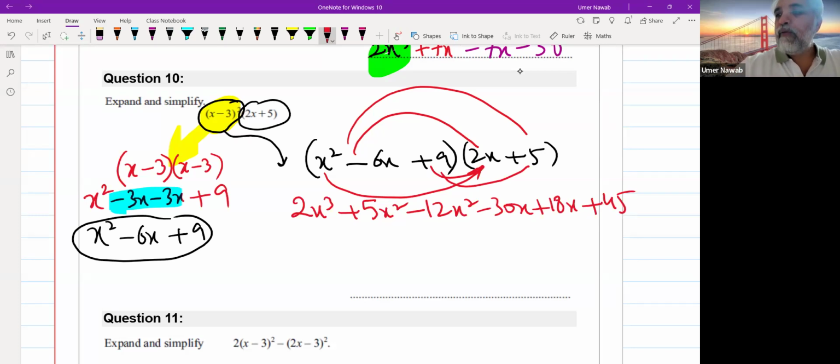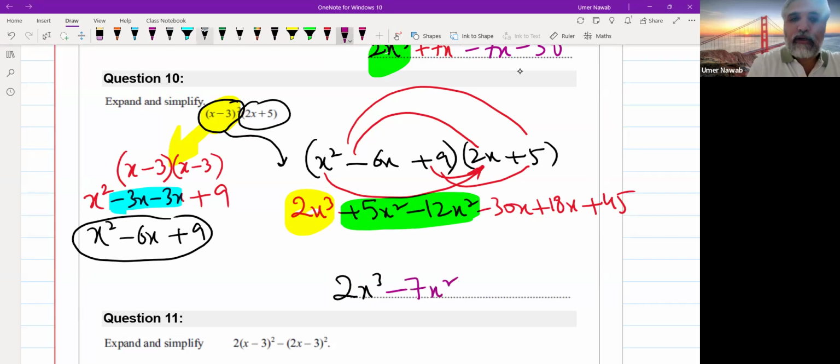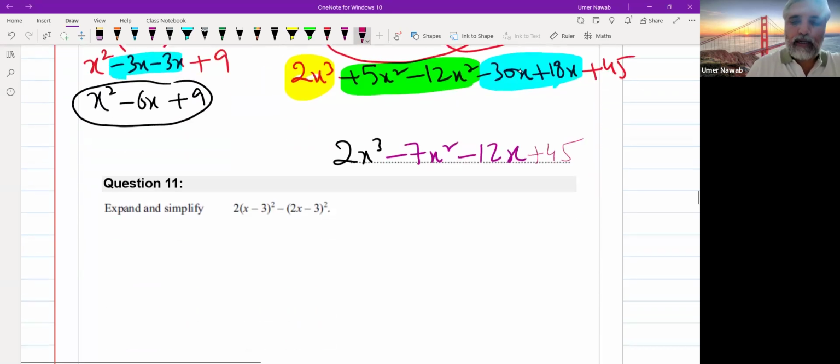I hope everyone is understanding it very well because this is a repeated concept. So 2x cubed, I'm going to copy it. And then I have here 5x squared minus 12x squared is negative 7x squared. Then I have negative 30 plus 18. It's going to give me minus 12x. And then finally 45, which is an unlike term, and I copy it as it is.